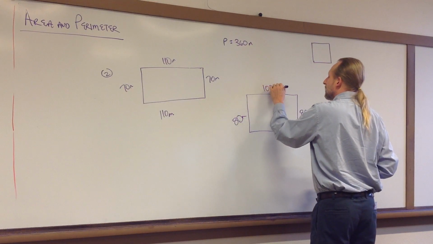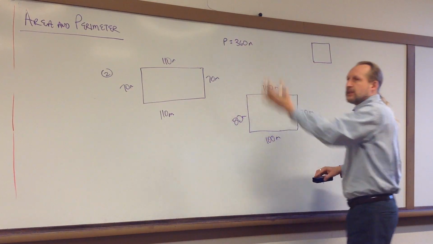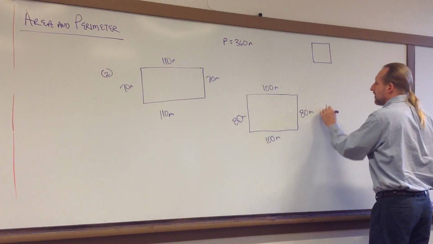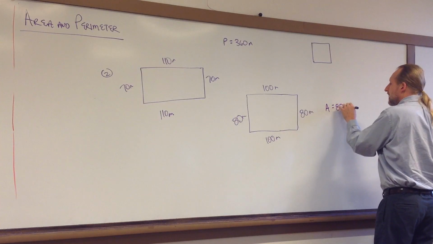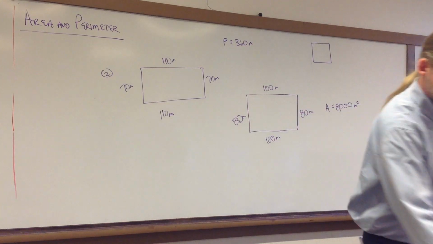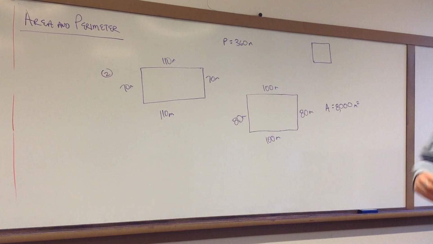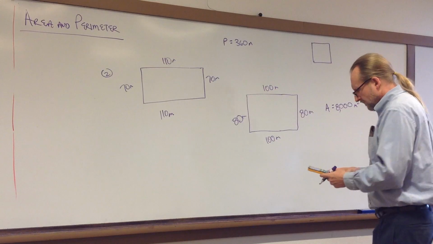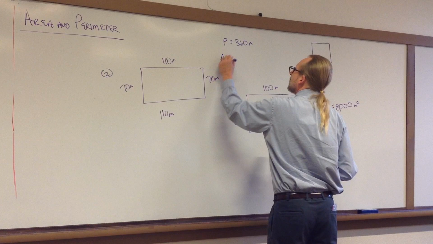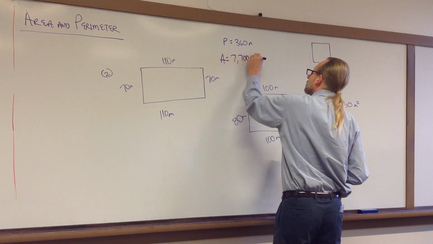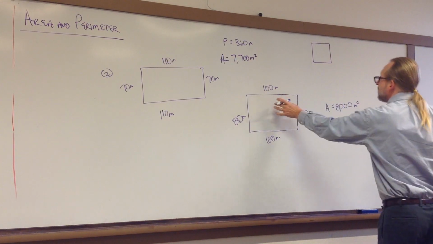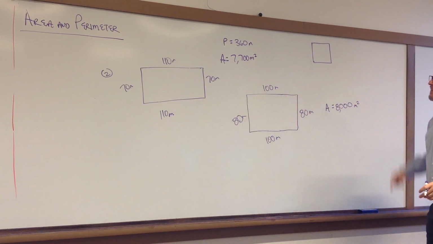And these will be 100. Okay, still the same perimeter, still 360. What's our area now, though, is 80 times 100, or 8,000 square meters, whereas over here, I think that's going to be 7,700. If we do 70 times 110, yeah, our area here was 7,700 square meters. Okay, so you can see the more square-like we make this, then the bigger the area gets.